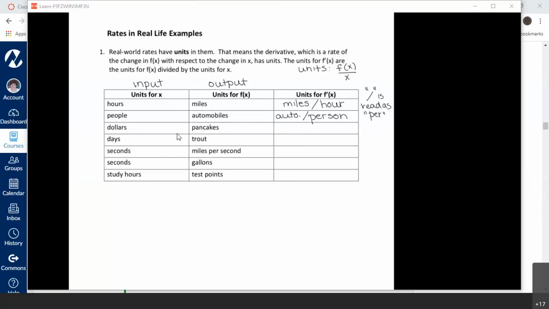Okay, third row, what are the units here? Pancakes. Okay, pancakes per what? Per dollar. Thanks, Brunella. Pancakes per dollar. You might imagine that being a rate I'd be interested in if I were, say, making pancakes in a restaurant, or even maybe making pancakes to give out at some sort of a function. How many pancakes can I make per dollar? Okay. All right, how about number 4 or fourth row?